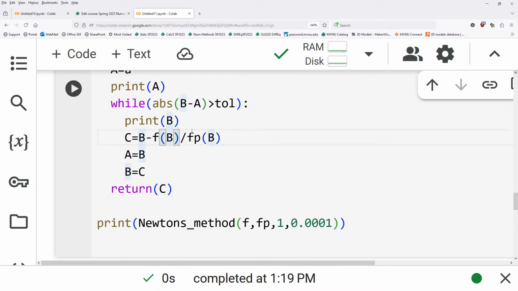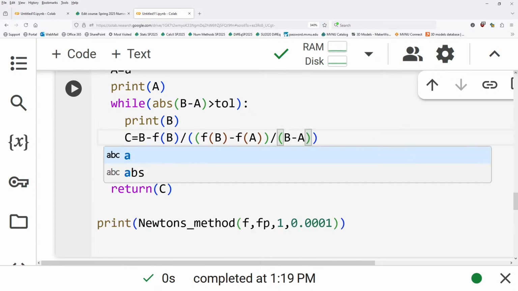Here's the big difference: instead of the f prime, we're no longer using the slope. Instead, we're going to use the divided difference, the secant line, as an approximation of the slope. So we have f of b minus f of a, the difference in the y values, divided by b minus a, the difference in the x values. That is the definition of the slope.